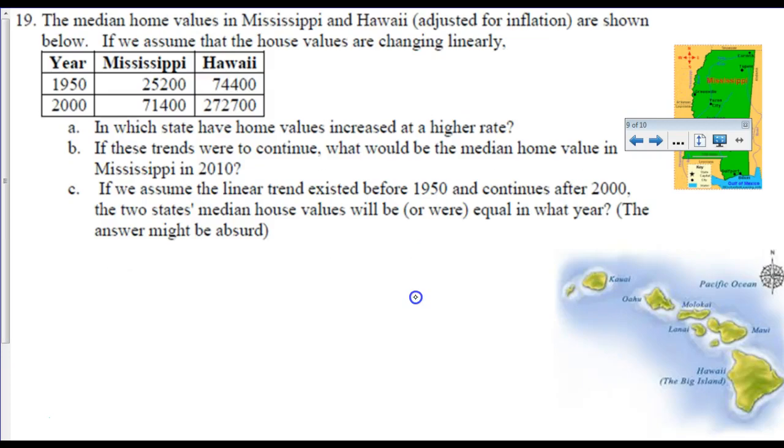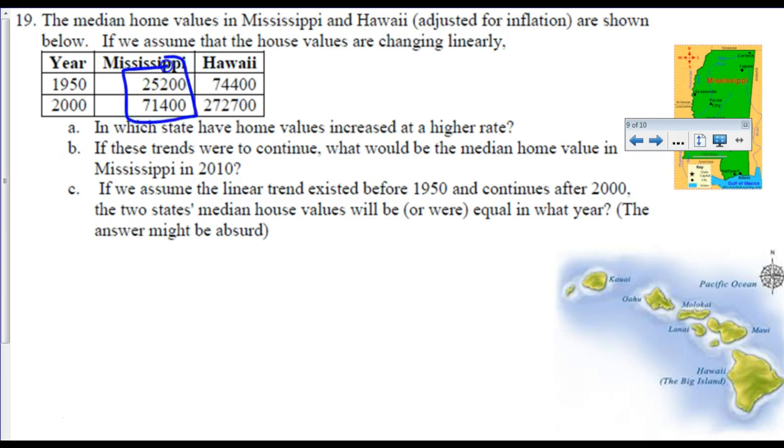All right, and then this question, this is a good one. We'll go ahead and do this one. The median home value in Mississippi and Hawaii is adjusted for inflation as shown. We assume the houses change linearly, which isn't really true, but for the sake of the problem, let's go for it. In which states have home values increased at a higher rate? So basically, we need to compare the slopes between the two.